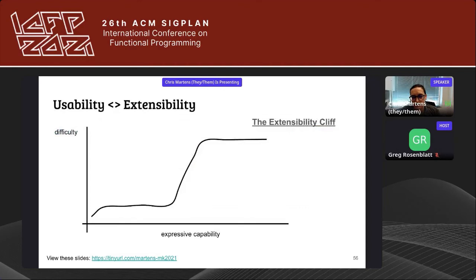and difficulty. The casual creator's ethos very much pushes you to the left side of this graph, in which if you have a very, very tiny programming language, and I think miniKanren probably counts as that, right? There's only a small number of things that a user has to learn in order to be able to do everything that's possible. And that's great.